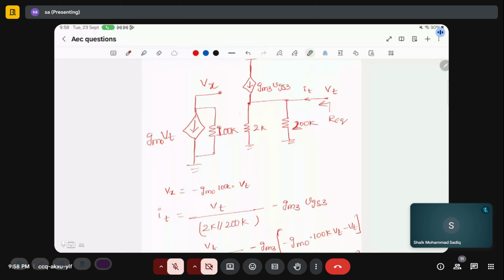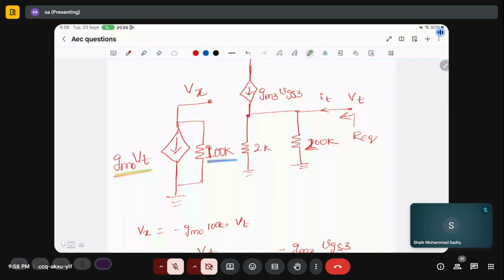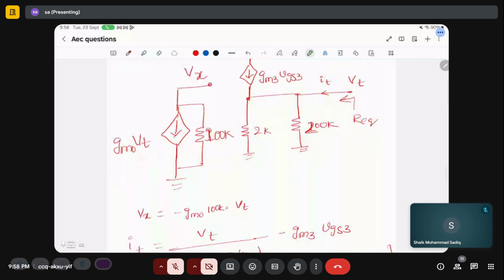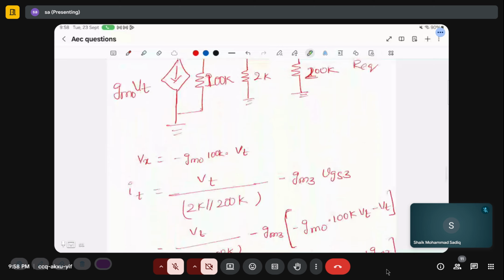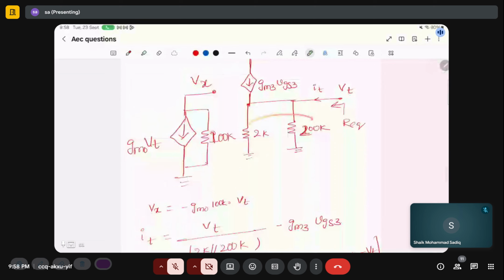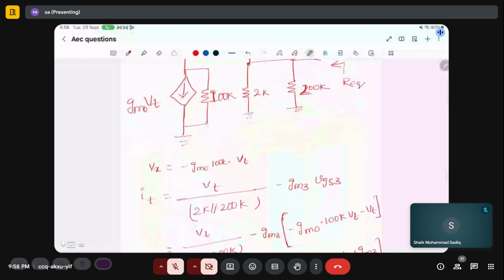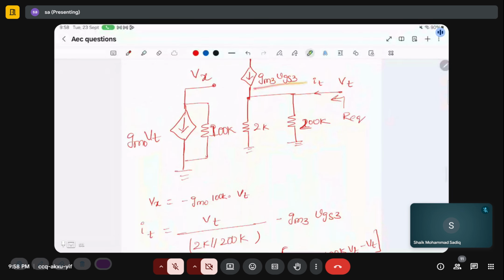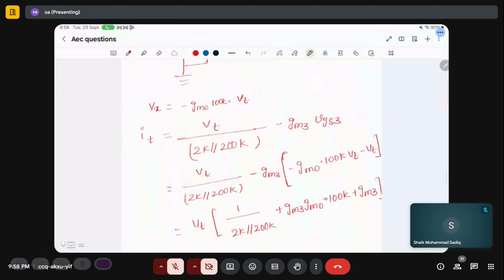So by seeing this, you can say that Vx is minus gm VT into 100K. And also IT is VT by, combining these two resistances, 2K parallel 200K, minus the gm3 voltage, VGS3.